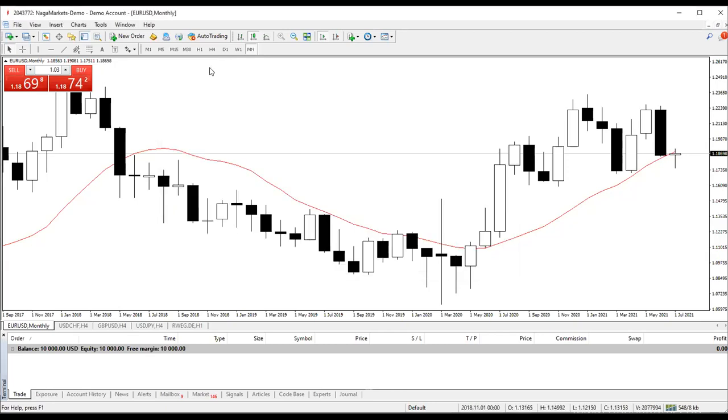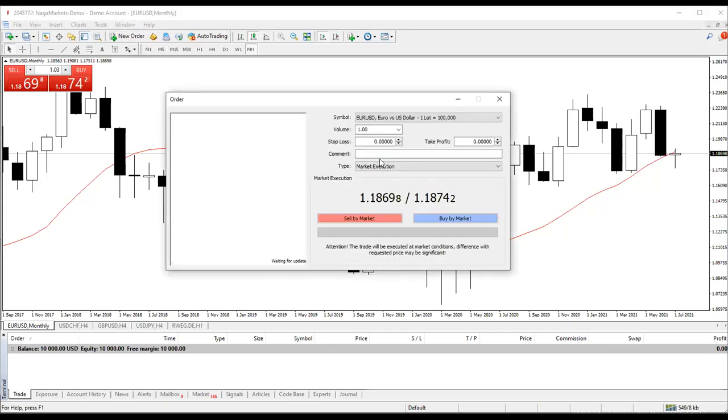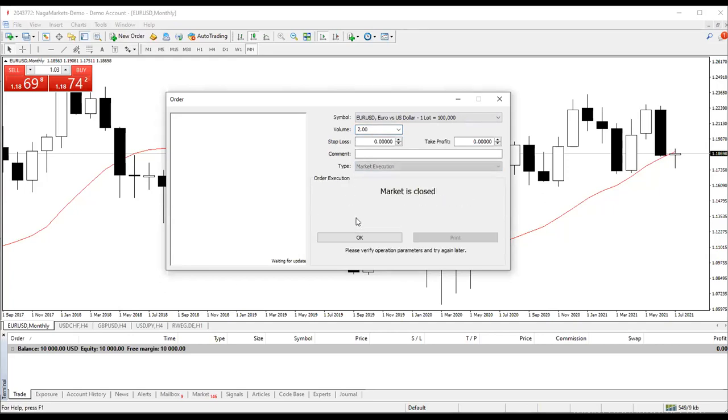That's the first option for instant market execution. The second option, a different method, is to come to new order. I believe you've seen it. You click on new order, this dialog box appears, and you go to market execution. I explained earlier, it's just like an instant execution. Then you set your lot size. I'm going to set lot size 2. You click on buy or sell, but because the market is closed, nothing will happen.